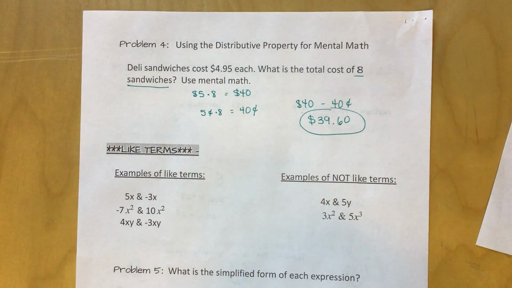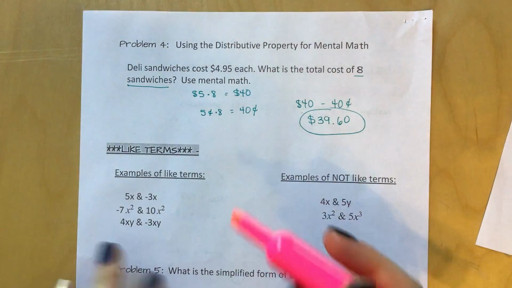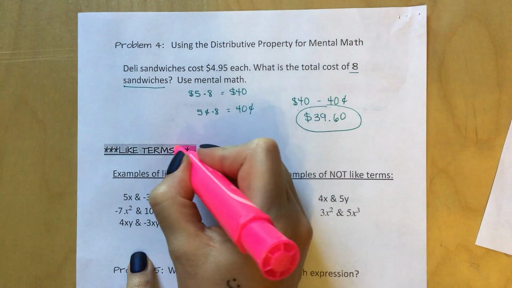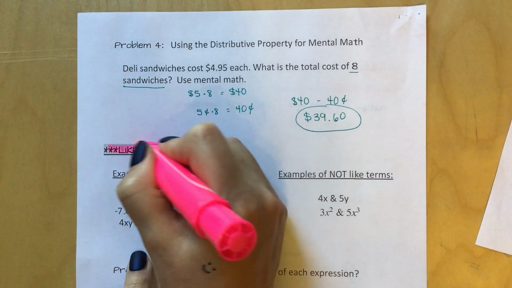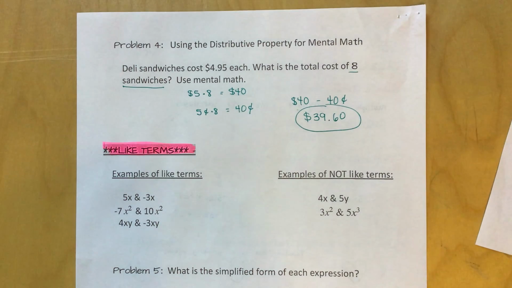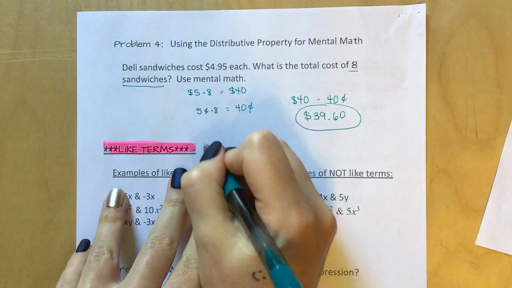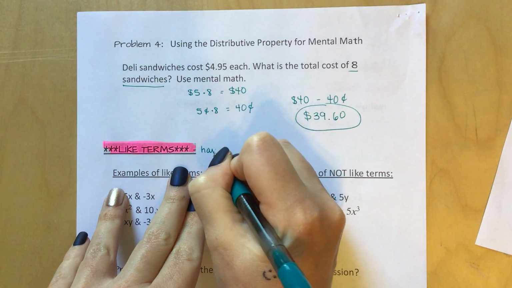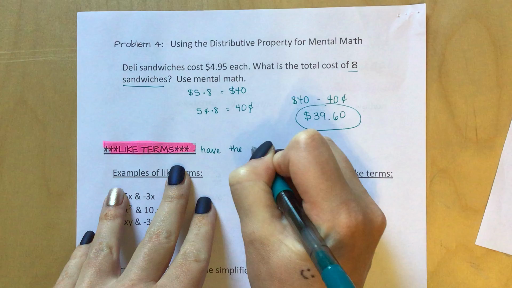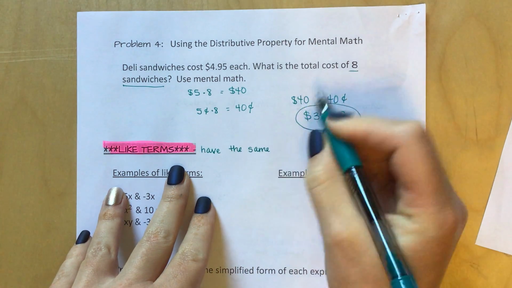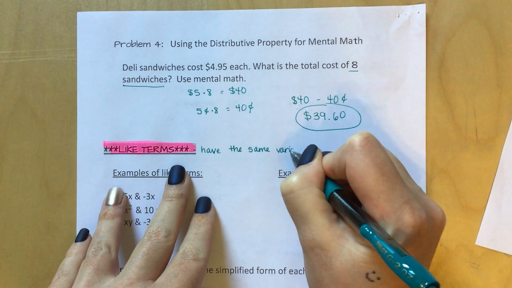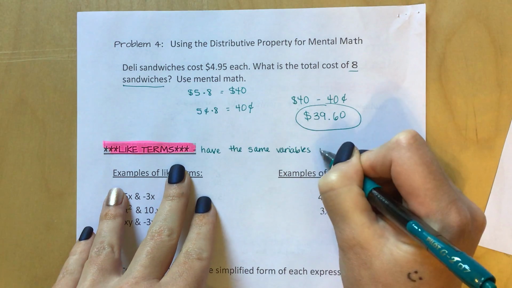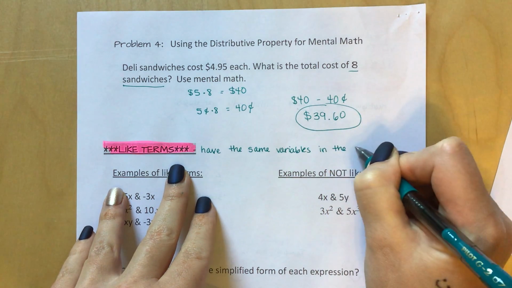The last thing we're going to talk about today is something called like terms. Once again, I'm going to highlight this because this is really, really important. And this is kind of how I describe like terms. Like terms have the same variables in the same amounts.